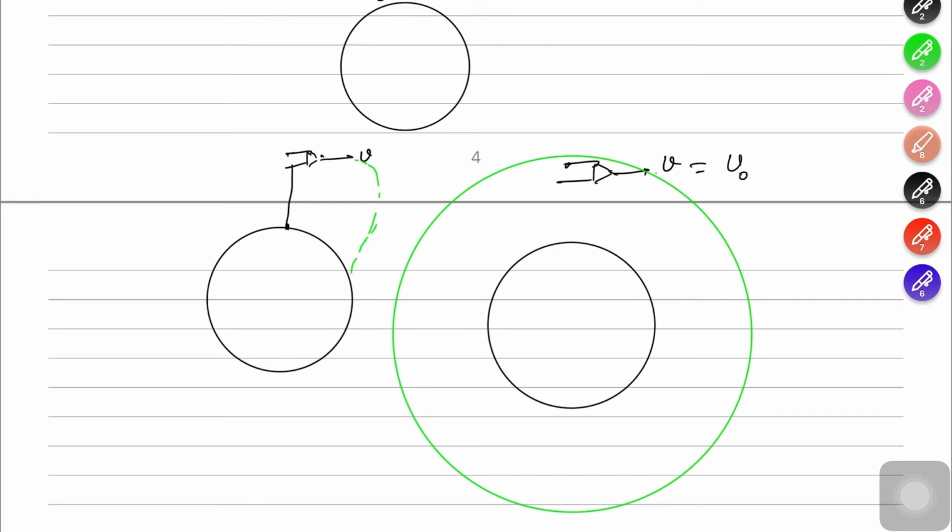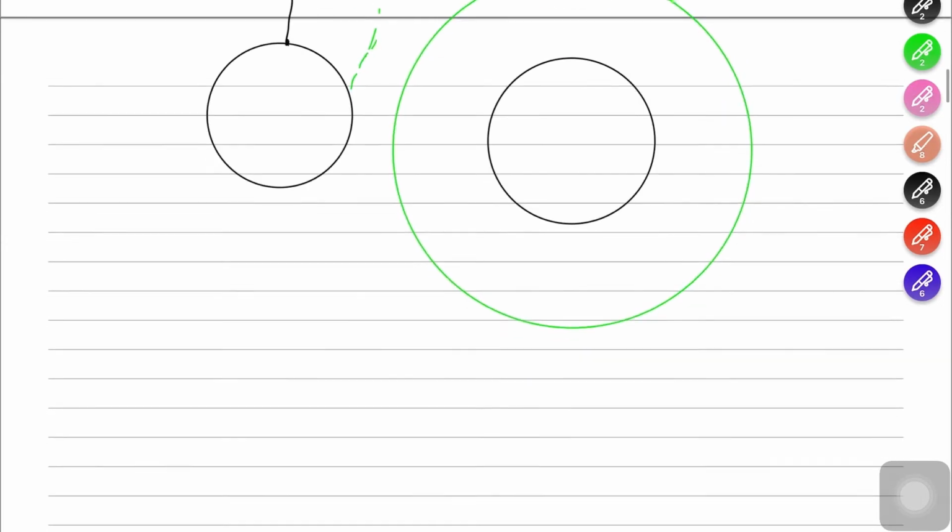So again, understood? So let's have a formal definition for orbital speed or velocity.